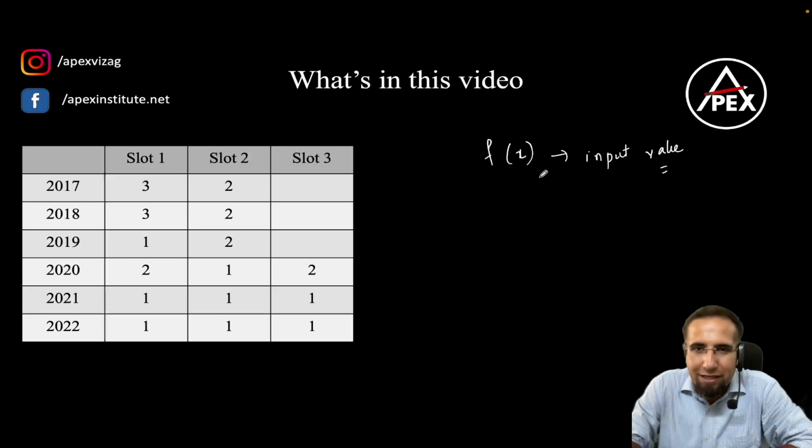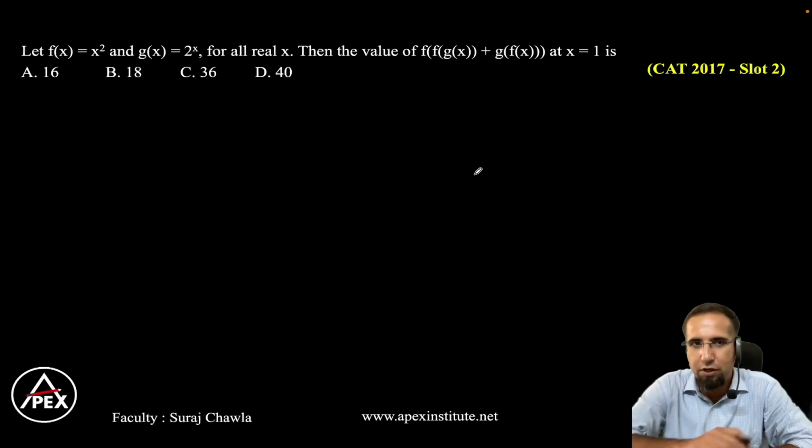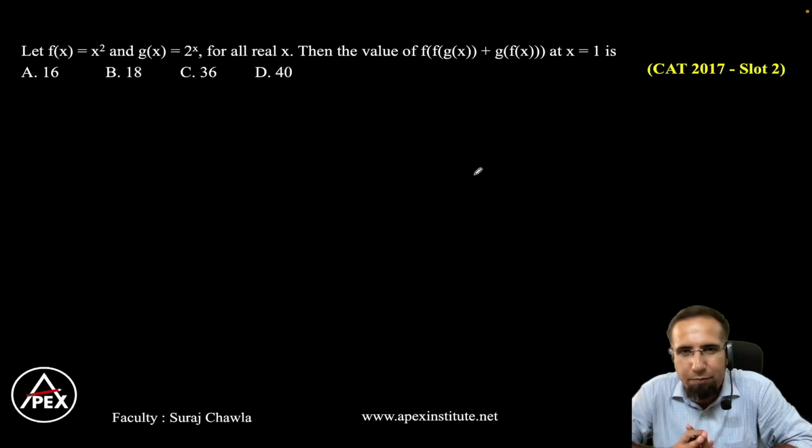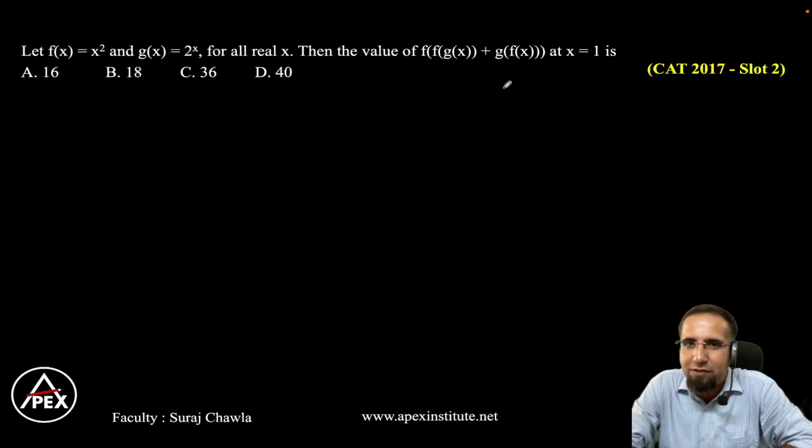So an input value of x will be given to us and we will have to use the expression and finally get the output value of the expression that is asked. Now let's understand this first question. Before we get into this question, let's understand the concept of f of g of x or g of f of x.